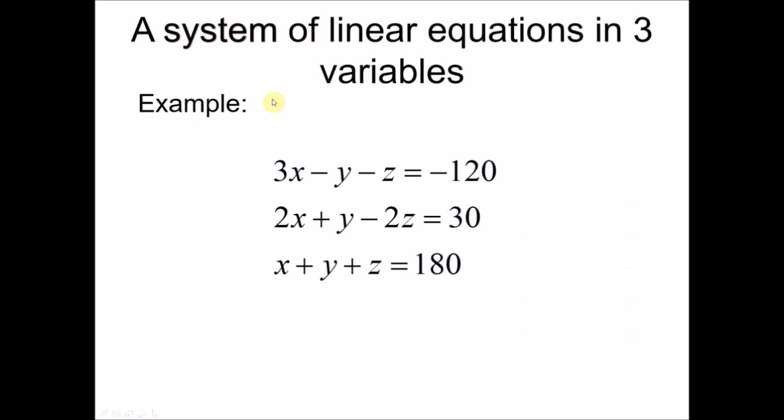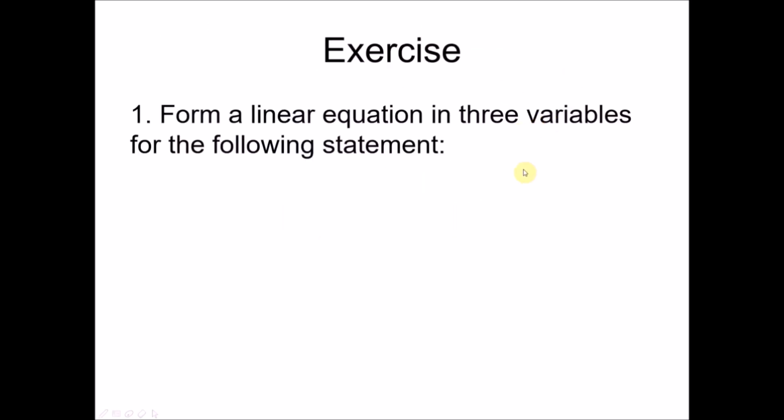Now we come back to a system of linear equations in 3 variables. When we are discussing a system of linear equations, there are actually 3 equations where each equation has the same 3 variables as shown here: x, y, and z. All 3 equations have the same variables, and all of these are linear. Hence, this is a system of linear equations in 3 variables. Let me show you some more examples by using this exercise.